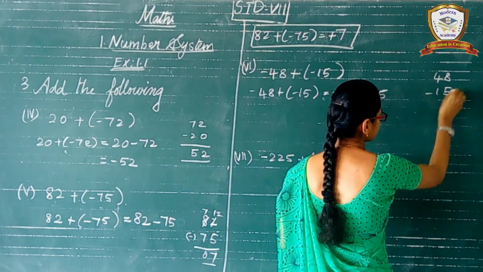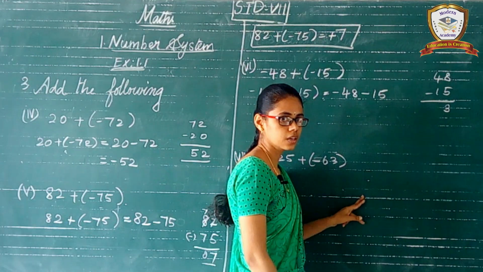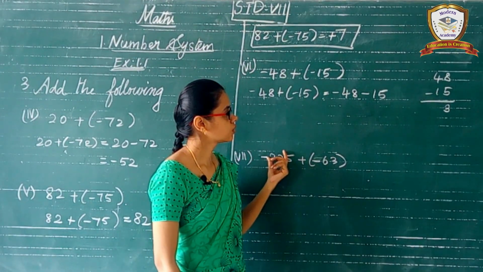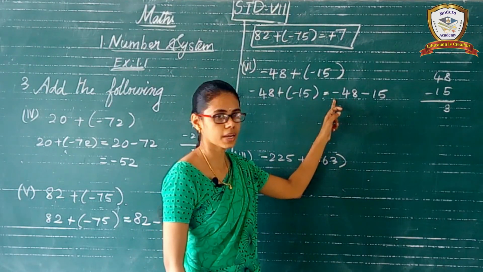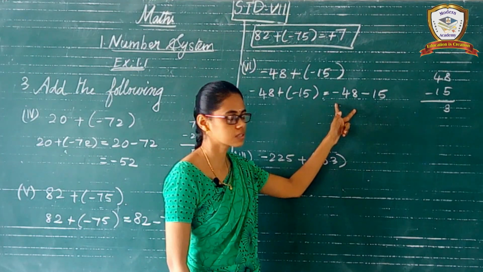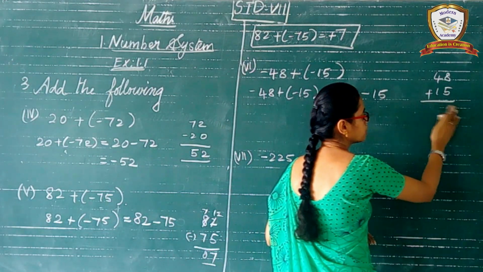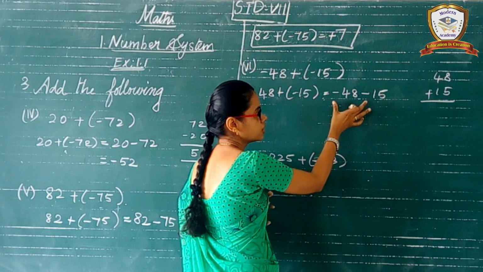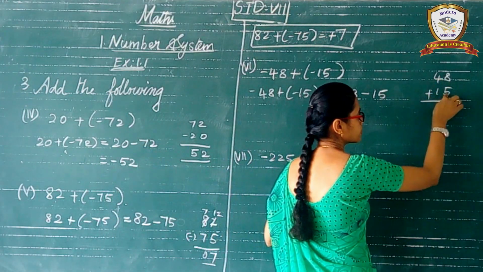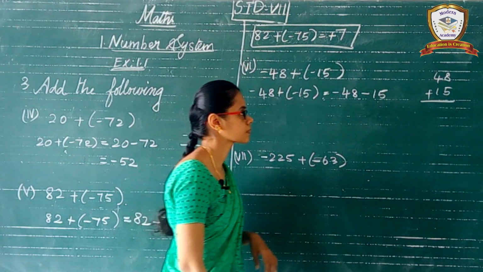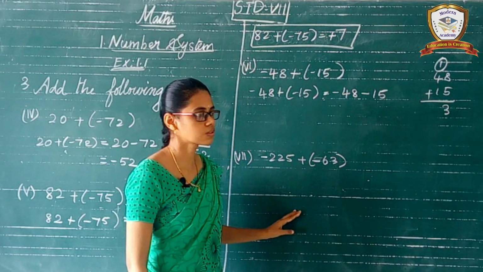48 minus 15. So first subtract. 8 minus 5, the answer is 3. Okay, listen. See here, this is not subtract, because in 48 front side minus is there. So both are the same sign, isn't it? So same sign means we need to add the number. So not subtract. Listen carefully. Same sign means we need to add the number, right? 8 plus 5. What's the answer? 13. So 3 here and 1 goes to the next number.